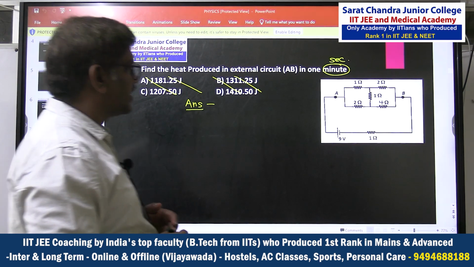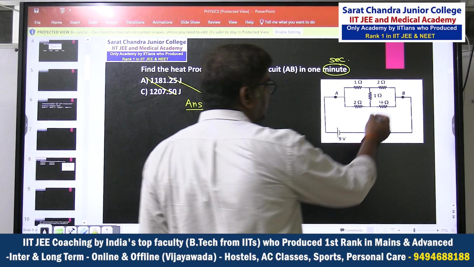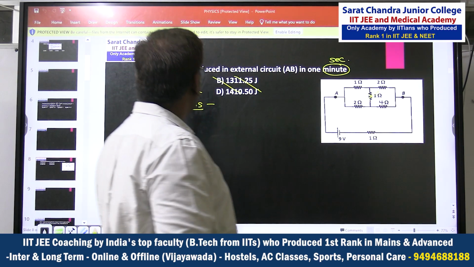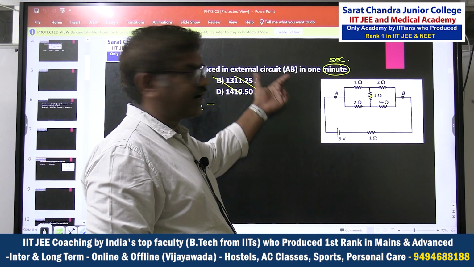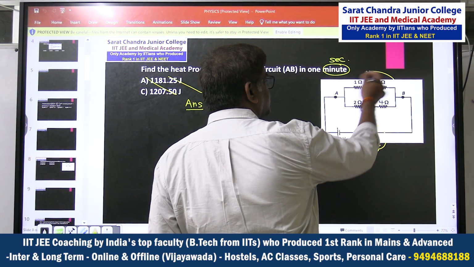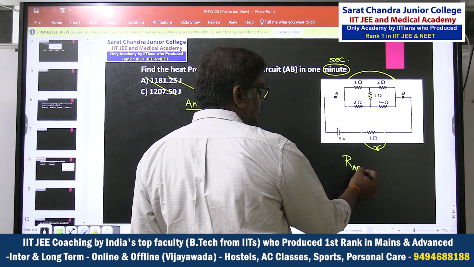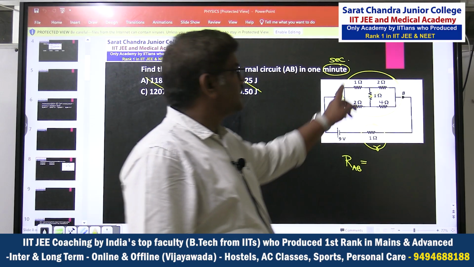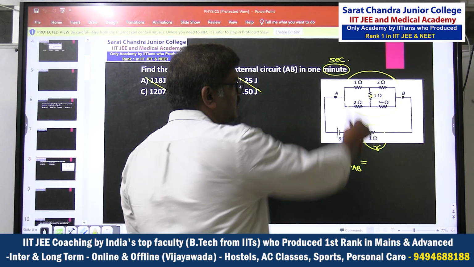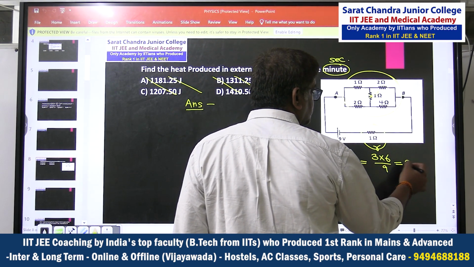As you can see in the circuit, this is 1 by 2 and 2 by 4. So clearly you can see that it is a balanced Wheatstone bridge. That means this one we don't need to consider. And they are talking about the heat produced in the external circuit. So this one is considered to be the internal resistance, and the external circuit will be only this AB. If I ask you what is the resistance across AB, then since it is a balanced Wheatstone bridge, the upper branch has R equivalent as 3 and the lower has 6. So 3 and 6 are in parallel. 3 into 6 by 9 equals 2 ohm.